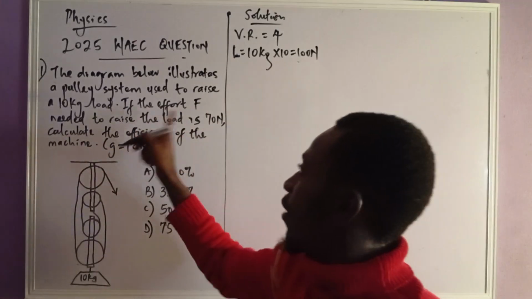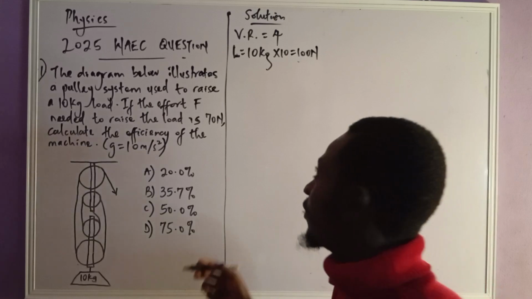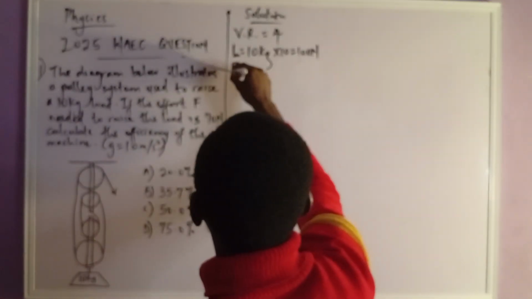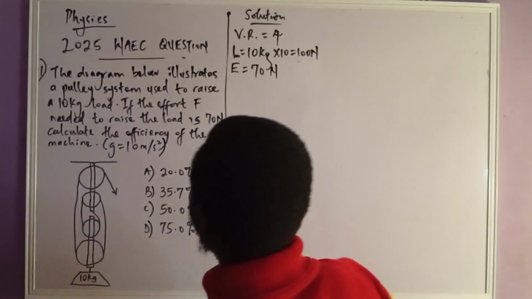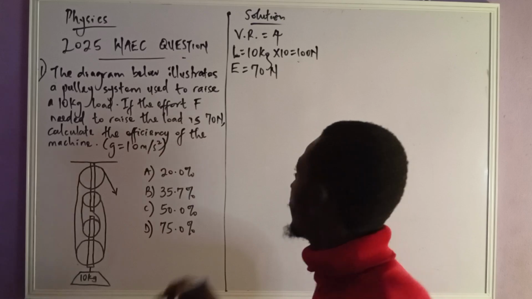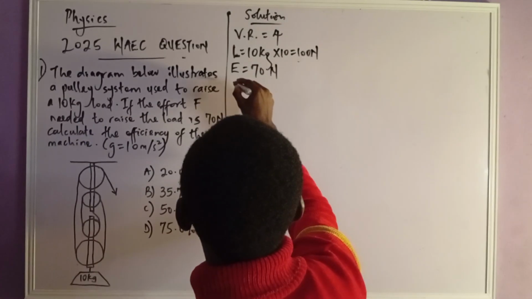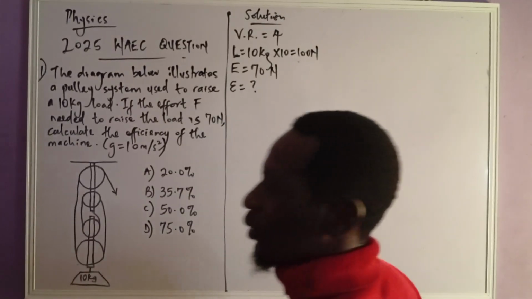If the effort F needed to raise the load is 70, the effort has also been given. We have effort to be 70 newtons. We have to calculate the efficiency. The efficiency is what we are going to calculate.